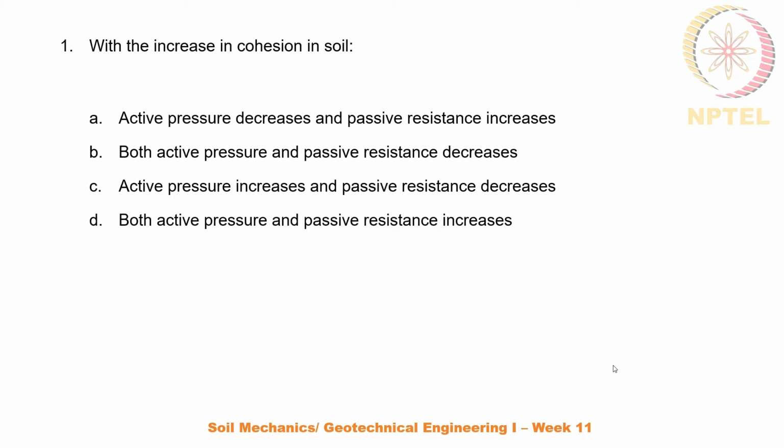So, when the cohesion in the soil increases, what is the effect on active and passive earth pressures? How does it vary with respect to the cohesion of soil? You can type in the answers in the chat box. So when the cohesion of the soil increases, what is the variation that happens to active earth pressure and passive earth pressure?